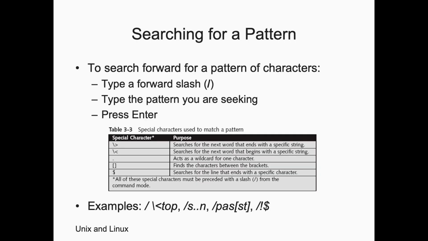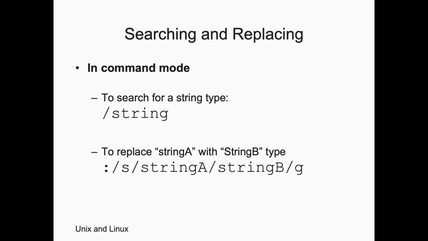Now, this is a bit more of the nitty-gritty, but you can also search for certain patterns within a text. So you do that by typing a slash followed by the specific pattern and then enter, and VI will jump to the specific match. This is just an example. You can also do search and replace, or you might also know it as find and replace, same idea. So to simply search for a string, you can type in slash and then string.